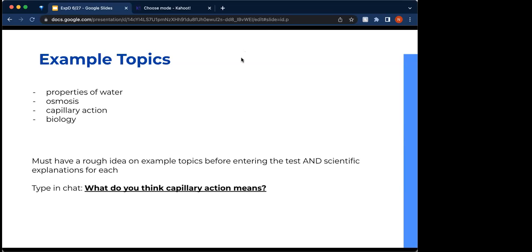So it's okay if you don't know the answer because I didn't explain what it is. But what do you think capillary action means? And you can type in the chat. It's okay if you don't know. I don't expect you guys to know. I'll explain what it is after.